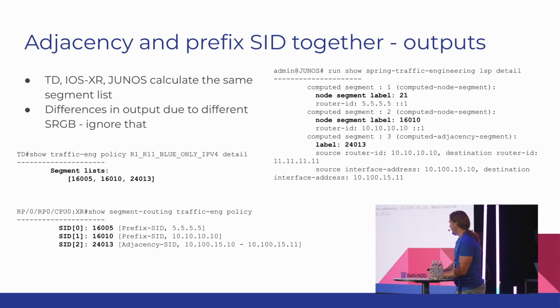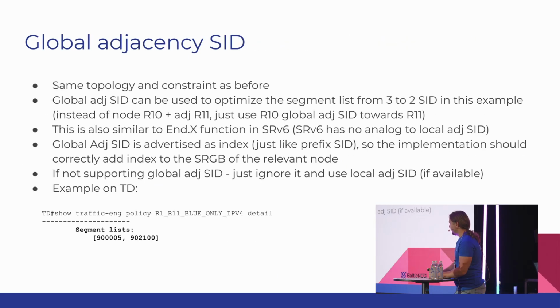And if an implementation does not support global adjacency SID, not a big problem, it can just ignore it and use the local one. And this is the result of Traffic Dictator. Instead of 3 labels, we have 2 labels, so it's just a slight optimization.